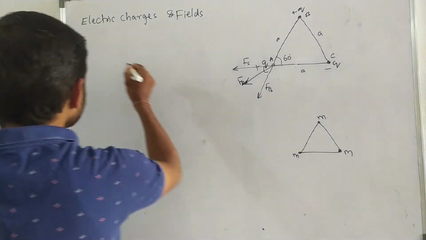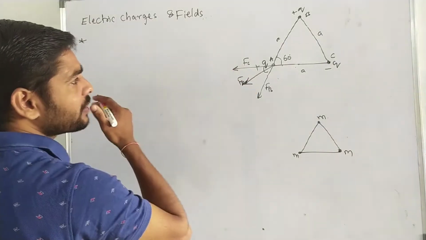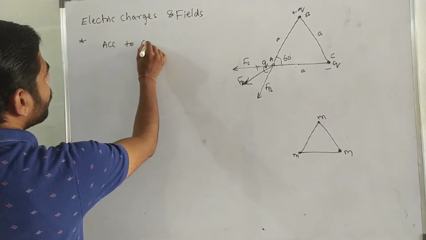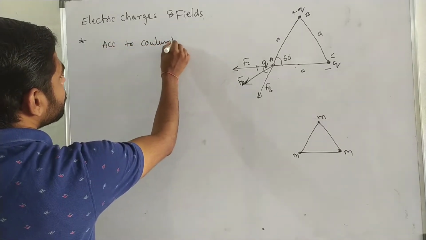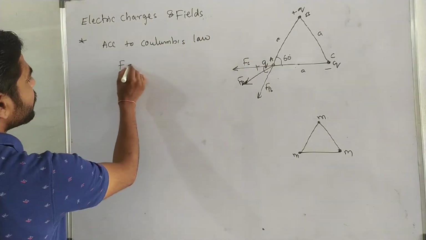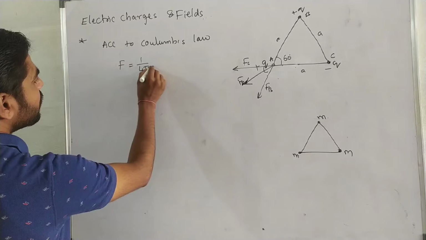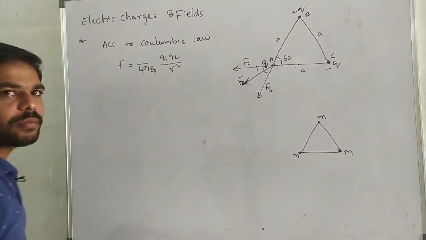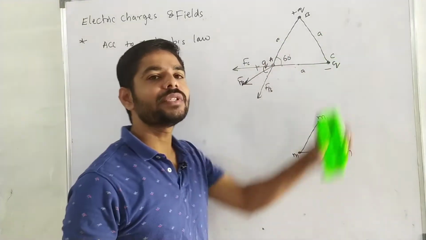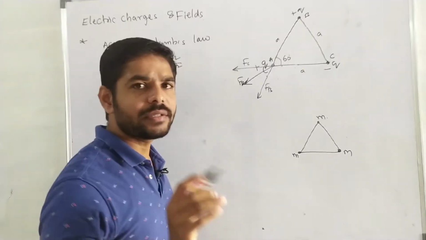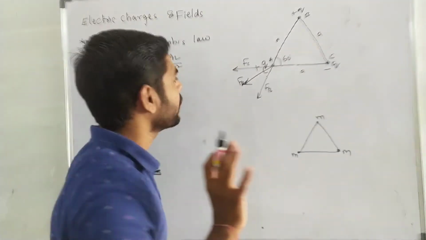So what is the resultant force acting on it? According to Coulomb's law, what is the formula? F is equal to 1 by 4 pi epsilon naught into q1 q2 by r square. This is the general formula. We have to apply it for individual charges, that we will do now. Don't confuse, learn carefully and slowly, no worries.